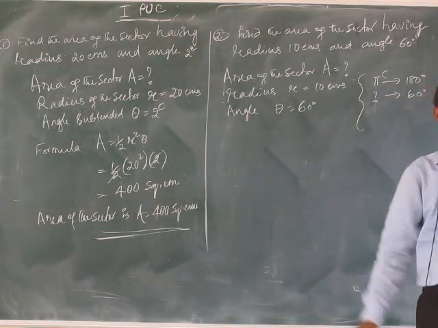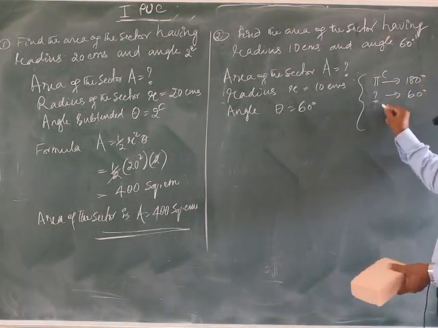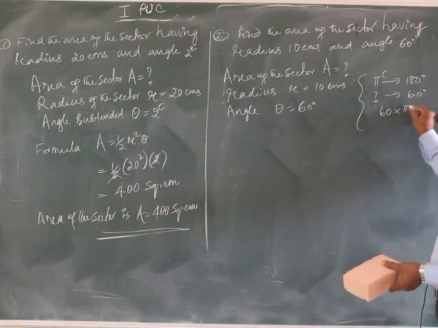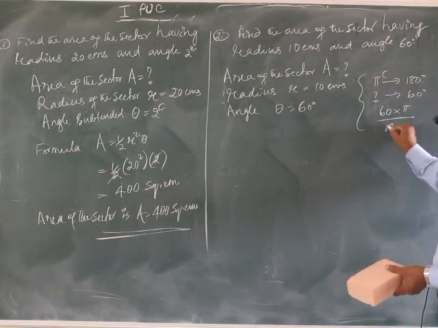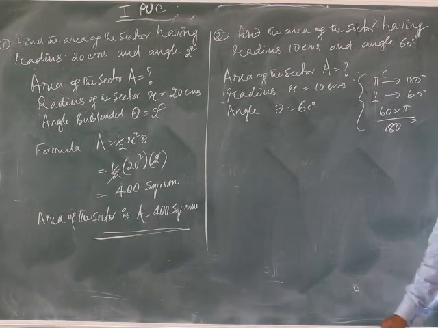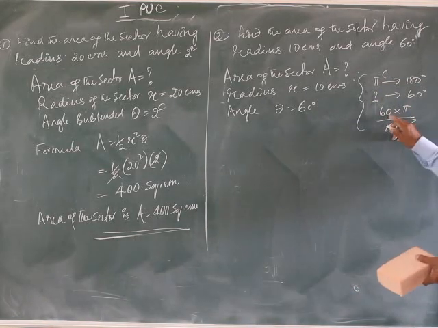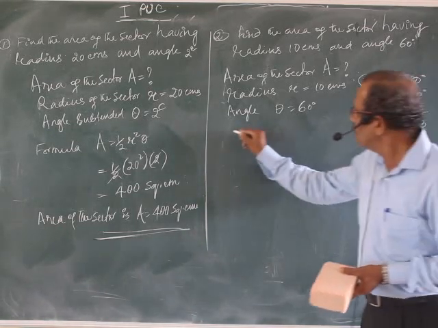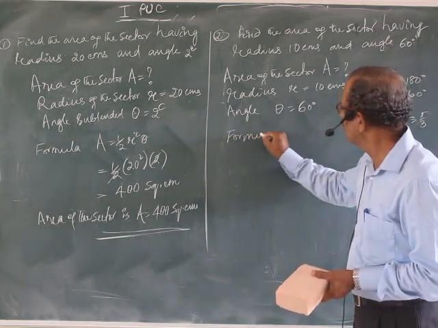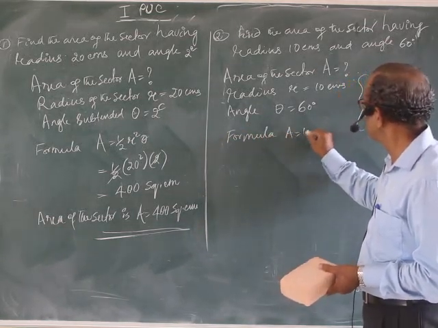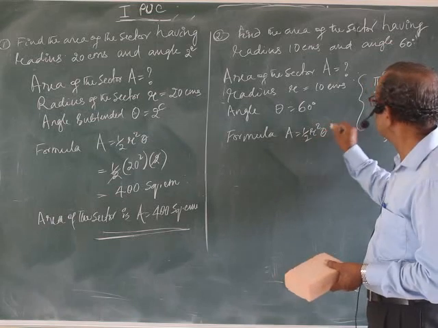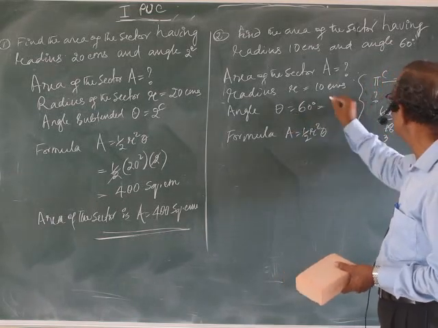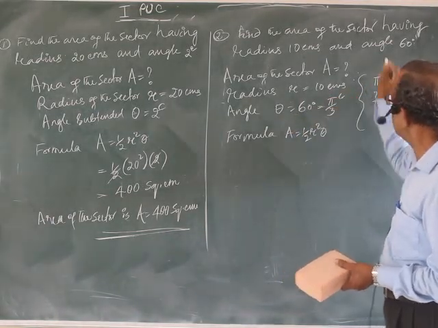First convert that. 60 into pi divided by 180, or it is pi by 3. Formula is A equal to half r square theta, or 60, along with 60. Let me write radian also.